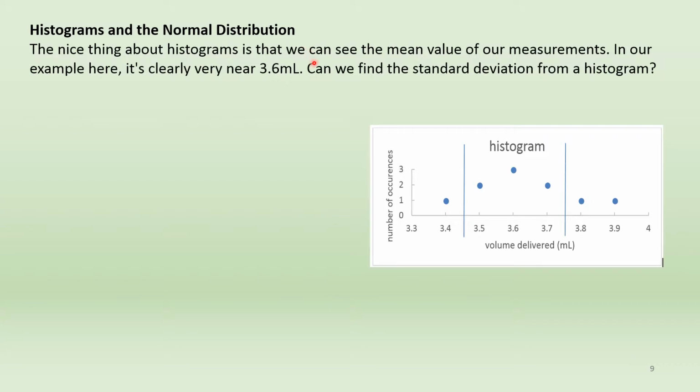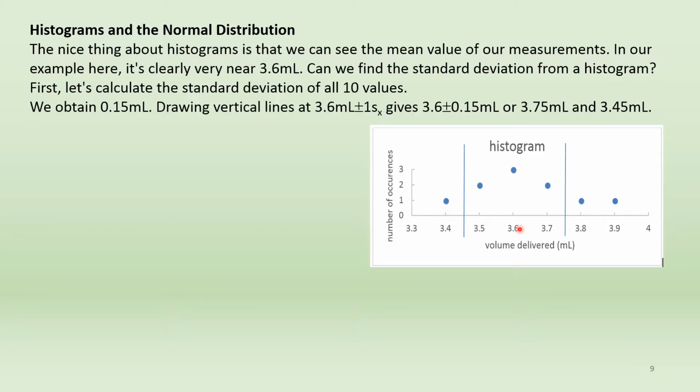The nice thing about histograms is that we can see the mean value of our measurements. In our example, clearly the mean is 3.6 mL. Could we find the standard deviation from a histogram? Well, if we were to calculate the standard deviation of all the 10 values plotted here, we would find the formula gives us 0.15 mL.